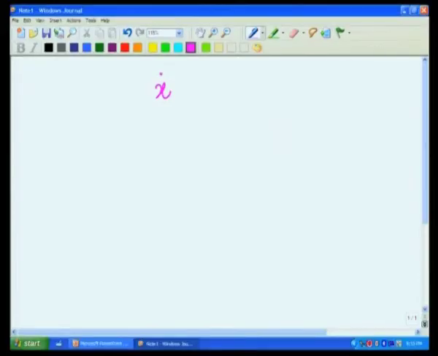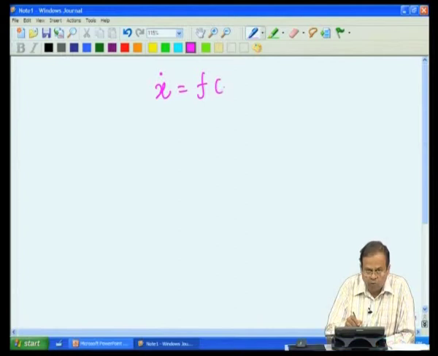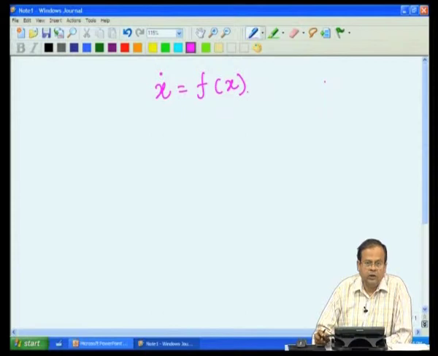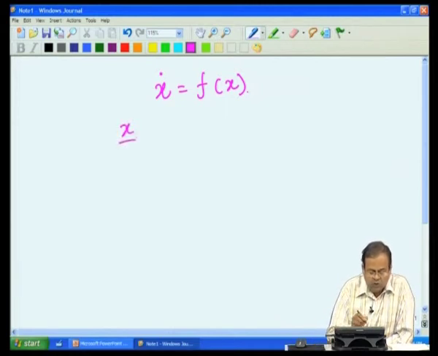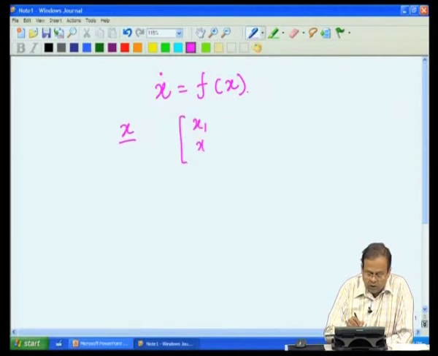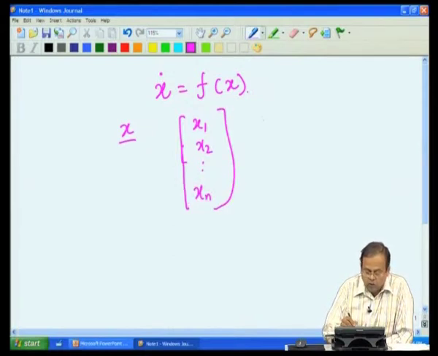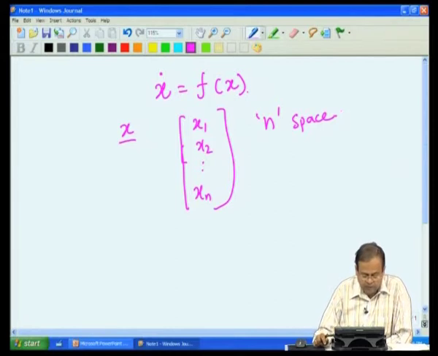So, let us start this discussion by looking at a system whose dynamics is given by x dot equal to f of x. Note here, we assume that this is the dynamics which describes how the system, represented by state vector x, behaves. So, this is a vector in n dimensional space. It has components, for example, x1, x2 up to xn. So, this is an n dimensional space that we are looking at.